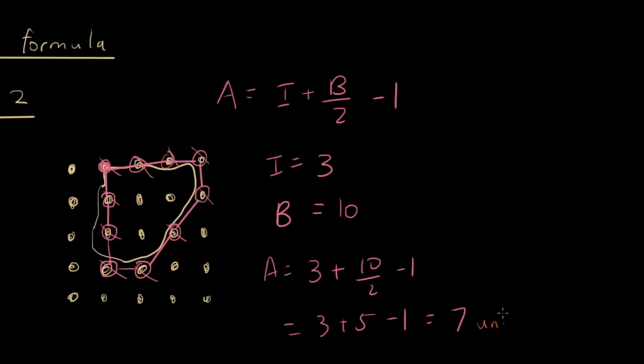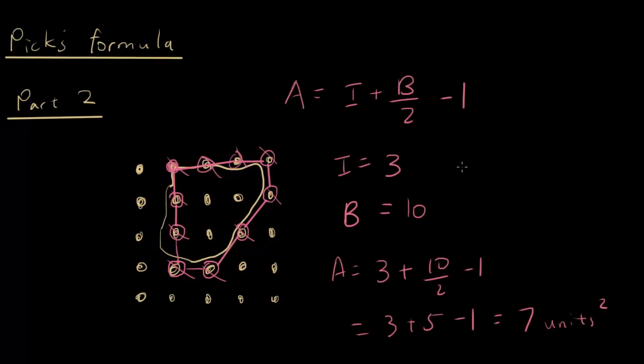Units squared. Why is it not centimeters squared? Because nobody has said that this is a 1 centimeter grid. No one has told you that this is 1 centimeter. So we don't know whether this is 7 centimeters squared. Therefore, the only thing we can say is that this is 7 units squared.